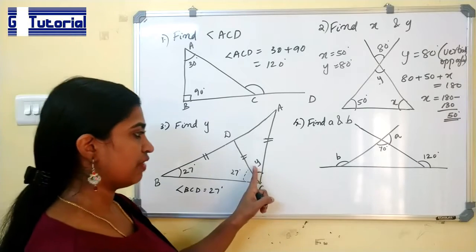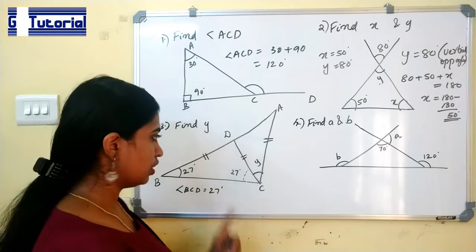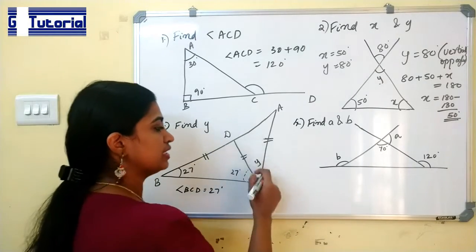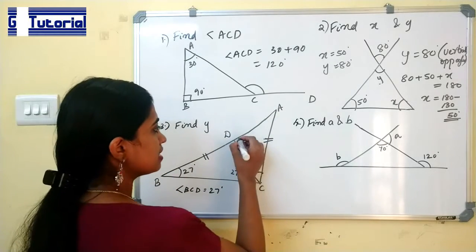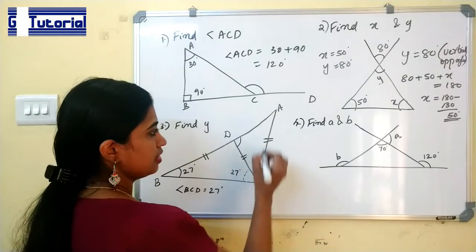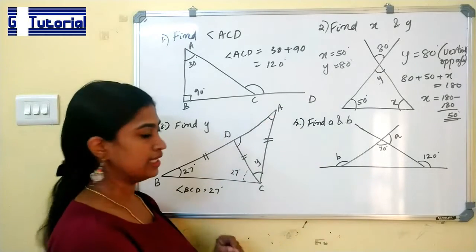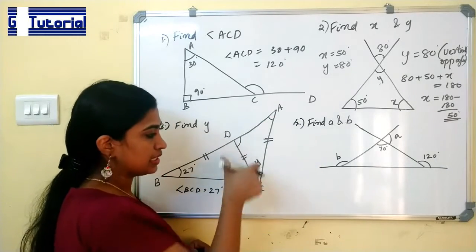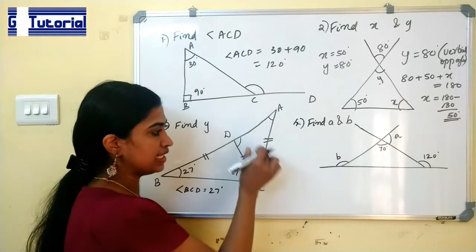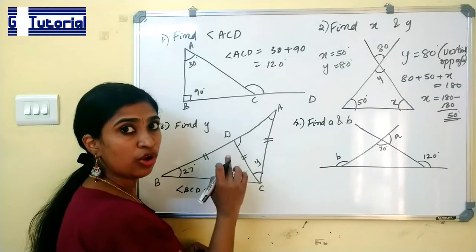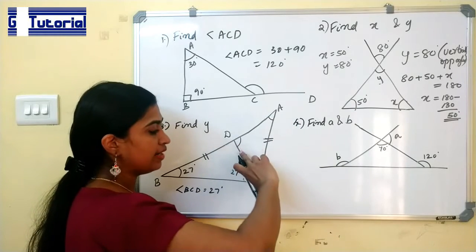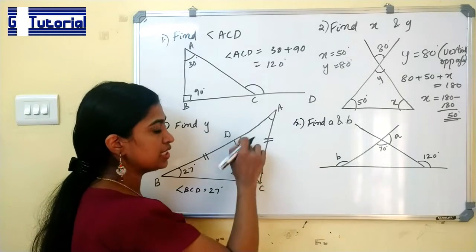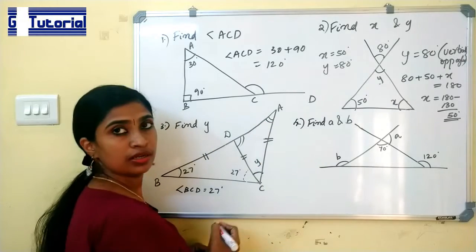We are asked to find the value of Y. So, in order to find Y, we should consider this triangle ACD. CD and AC are the equal sides in this triangle. Angles opposite to equal sides are equal. So, the angle opposite to AC is this one and the angle opposite to CD is this one. These two angles should be equal.